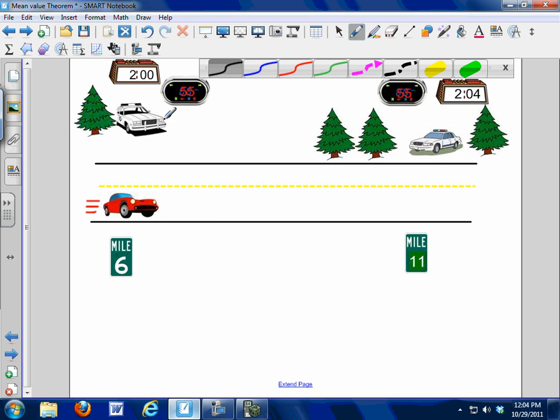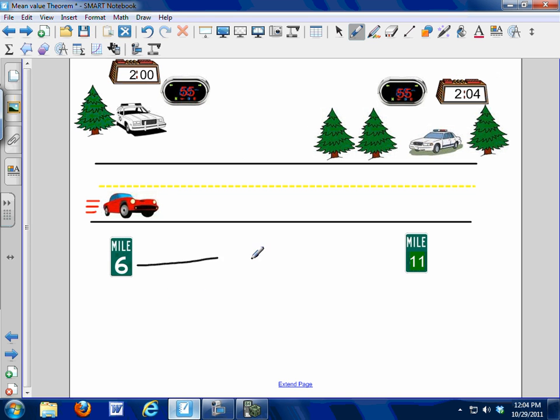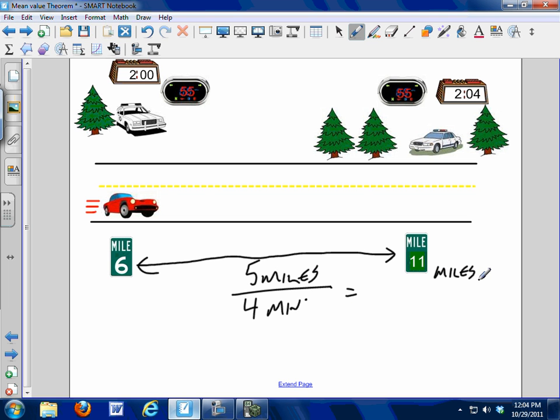So what they realized was that, first of all, our good friend traveled how many miles? 5 miles. And how long did it take our good friend to travel 5 miles? Why, it took him 4 minutes. Right? 5 miles in 4 minutes is how many miles per hour? So how many 4 minutes are there in an hour? There are 15 groups of 4 minutes, right? Because 4 times 15 is 60.